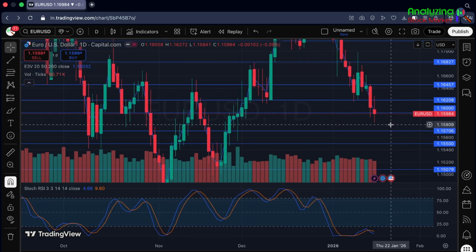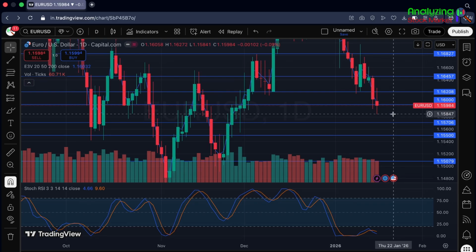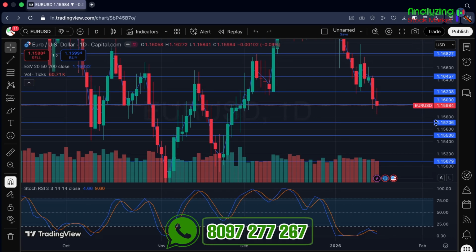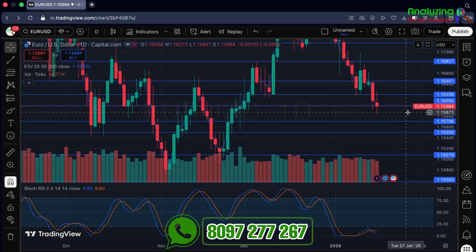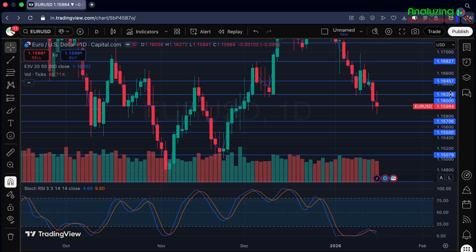Here, some important support zones and resistance zones are already marked during the previous week analysis, so currently we don't need to mark any new levels. Let's straight away talk about the closing first. Here 1.15984 is the closing. The direct support is 1.15706 and the direct resistance is 1.16000. After the direct support, there is a support at 1.15500 and then 1.15079. So these are two important support zones which will help you to take better stop loss and target levels. After the direct resistance, there is 1.16208 and then 1.16457. So these are two important resistance zones.